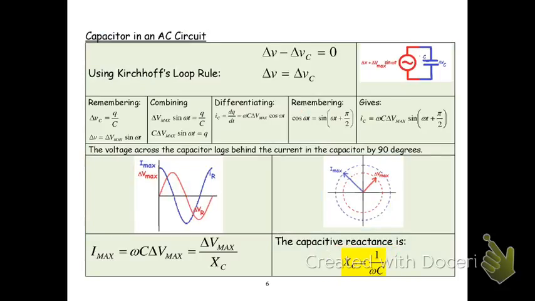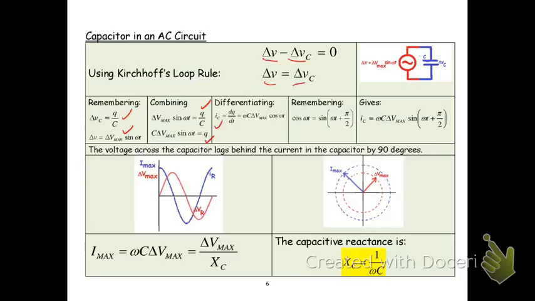Let's think about a capacitor. Again, the EMF is equal to the voltage drop across the capacitor, so they're equal to each other. The voltage drop across the capacitor, VC, is equal to Q over C. And of course, V is equal to V max sine omega t as usual. So V max sine omega t is equal to Q over C, so C V max sine omega t is equal to Q.